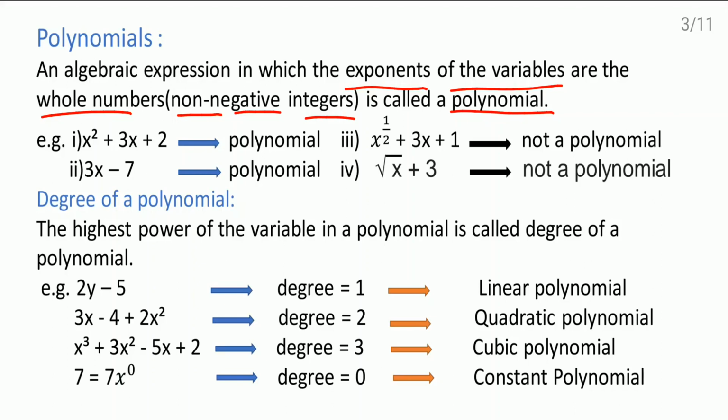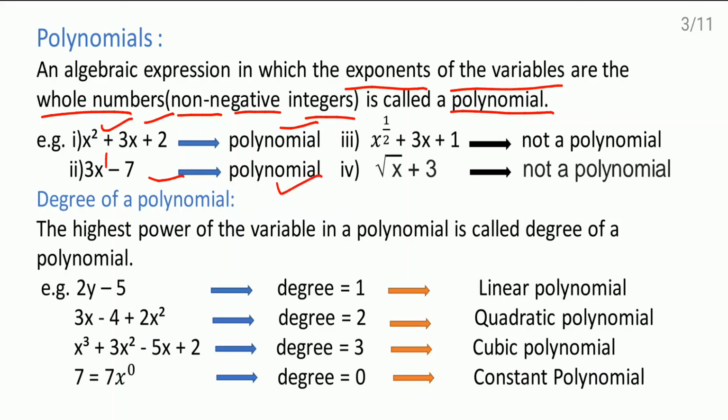Let us see the first example here: x square plus 3x plus 2. Look at the variable x. Now look at the power of x. Here the power of x is 2, and here no number is seen, which means the power of x is 1. So 2 and 1 are whole numbers. Therefore, this expression is a polynomial. Come to the second one here. Once again you see the variable x is present and the power is 1, and 1 is a whole number. Therefore, it is also a polynomial.